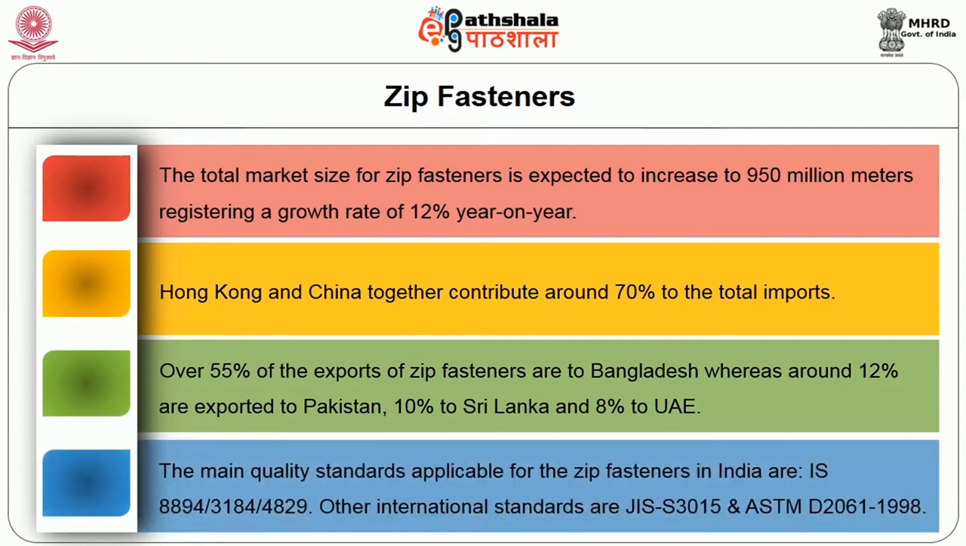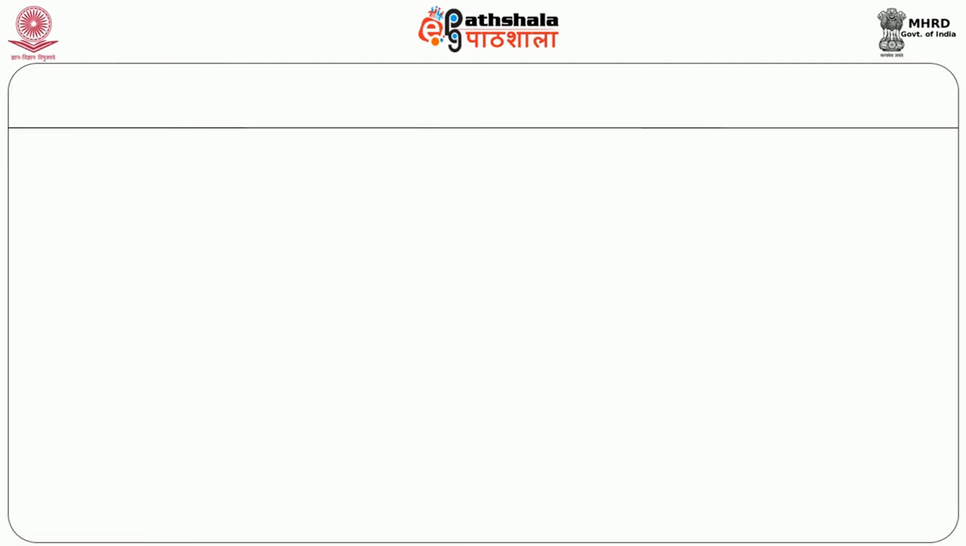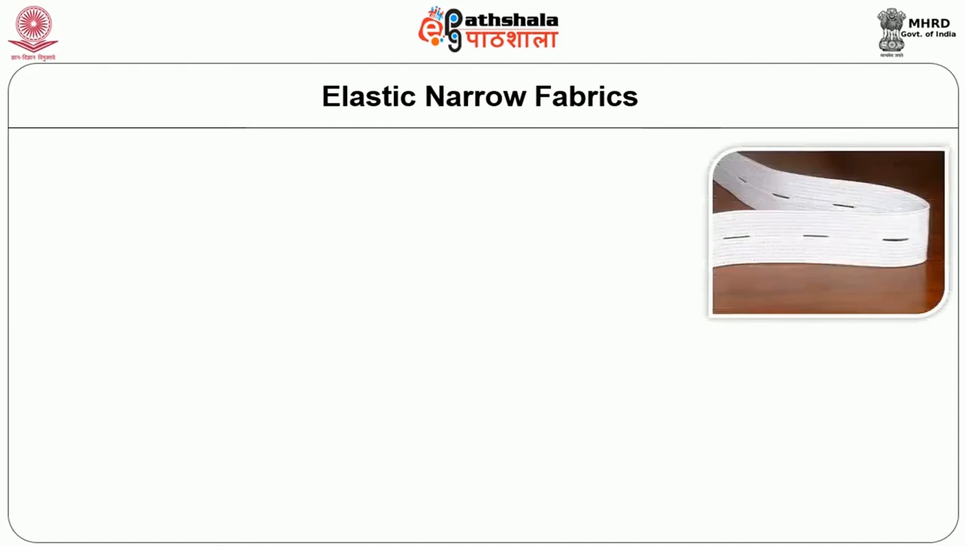The main quality standards applicable to zip fasteners in India are IS 8894, 3184, 4829. Other international standards are JIS S 3015 and ASTM D 2061 to 1998. The next aspect we will be seeing is elastic narrow fabrics.